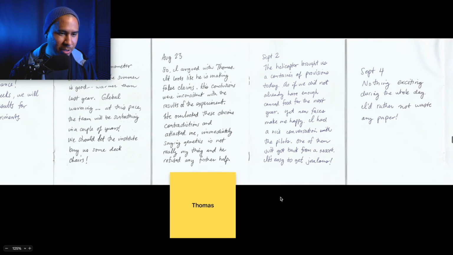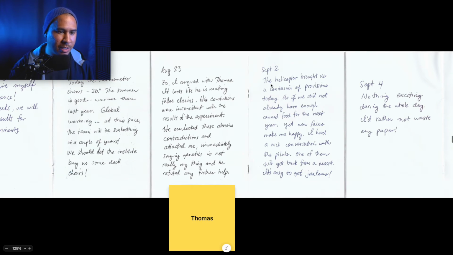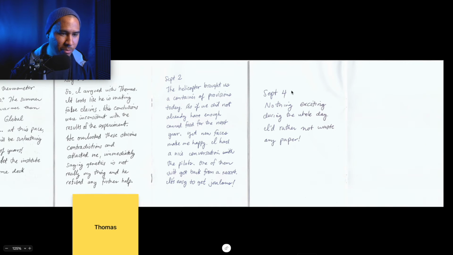Okay, last 2 pages here. September 2nd, the helicopter brought us a container of provisions today, as if we did not already have enough canned food for the next year. Yet new faces make me happy. I had a nice conversation with the pilots. One of them just got back from a resort. It's easy to get jealous. And lastly, September 4th, so the day before the incident, nothing exciting during the whole day.